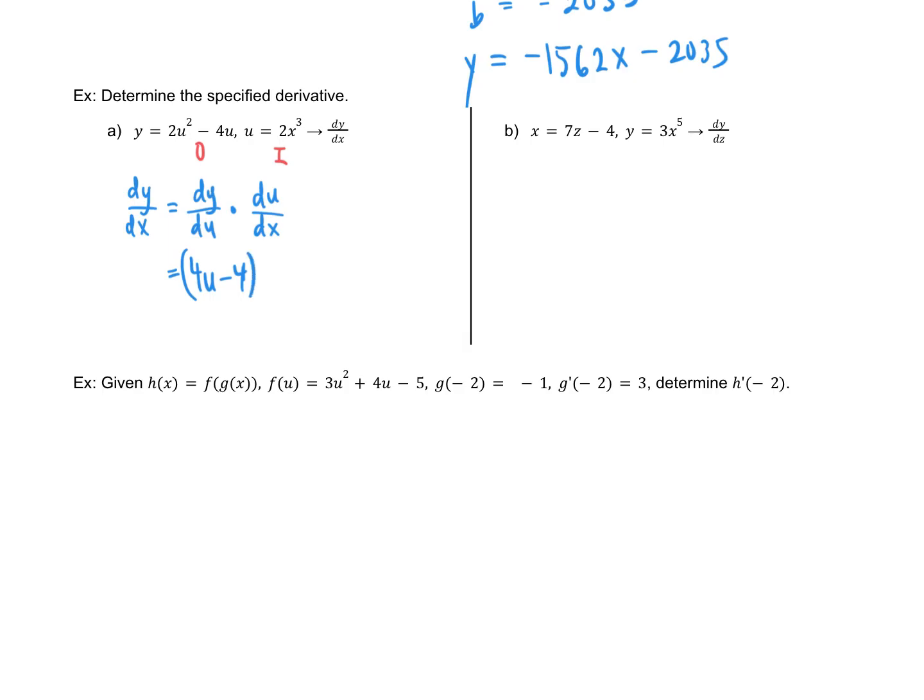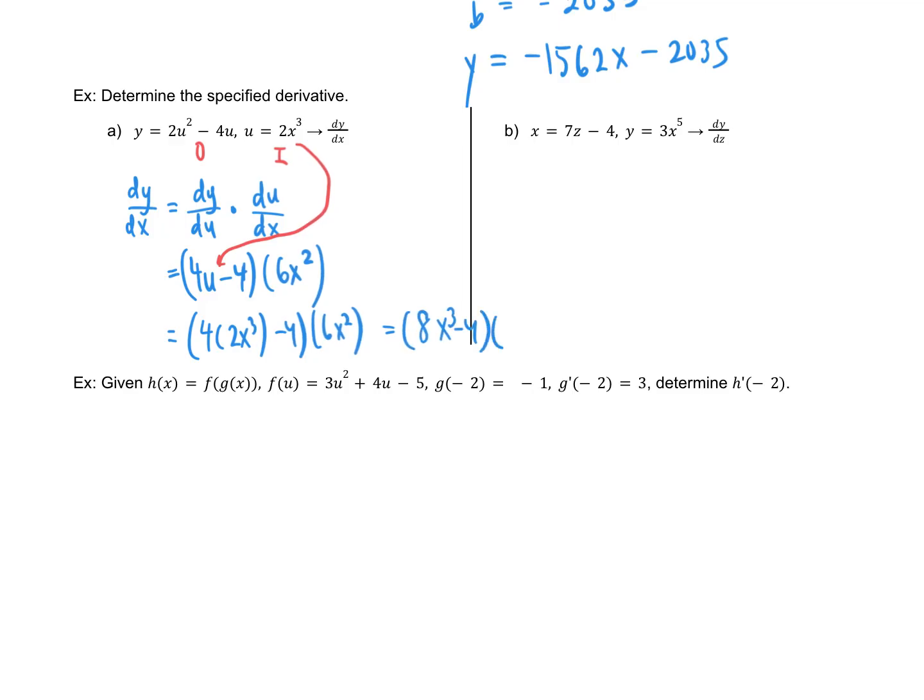And the derivative of u is 6x squared. Now obviously we don't want this to be in terms of u and x, but u just represents that inside function. So once I finish, I'll go in and replace u with the inside. So we'll have 4 times 2x cubed minus 4 times 6x squared, which is 8x cubed minus 4 and 6x squared. And I can distribute that if I wanted to take another step with it.